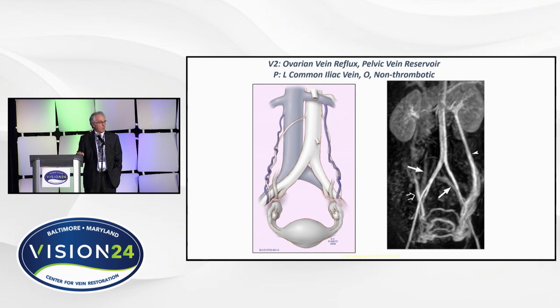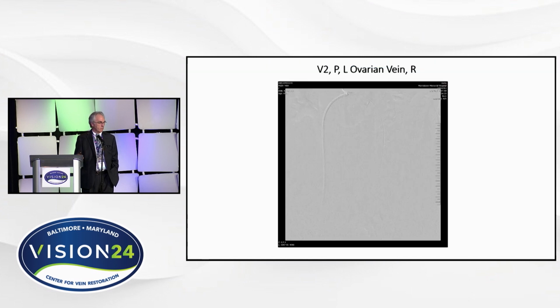So the P part of this would be the left common iliac vein, and the O would be the non-thrombotic part of it. So it reads like a sentence, but in my opinion, and you'll see in a moment, it makes it a little difficult to do some of these incidence assessments when you're not looking at all the causes of pelvic venous disorders, if you're only focusing on varices.